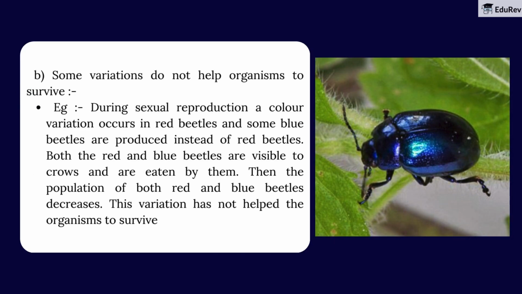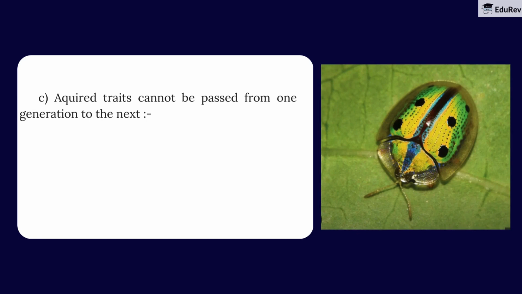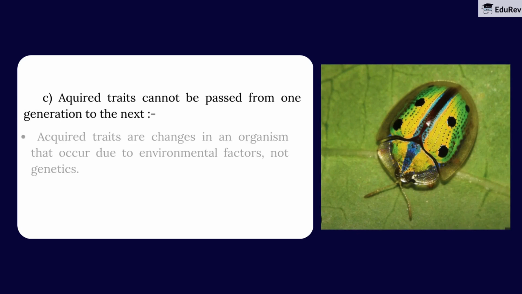However, not all variations help organisms survive. For instance, during sexual reproduction, a color variation occurs in red beetles, producing some blue beetles that are also visible to crows. Thus, the population of both red and blue beetles decreases. Moreover, acquired traits cannot be passed from one generation to the next.